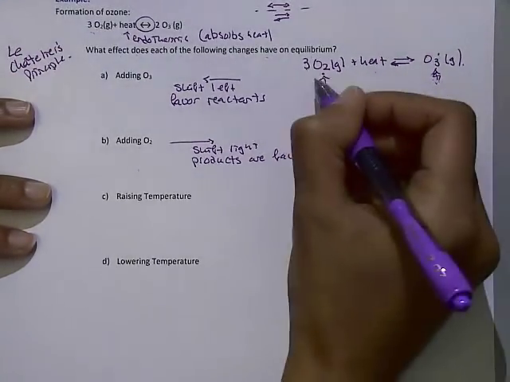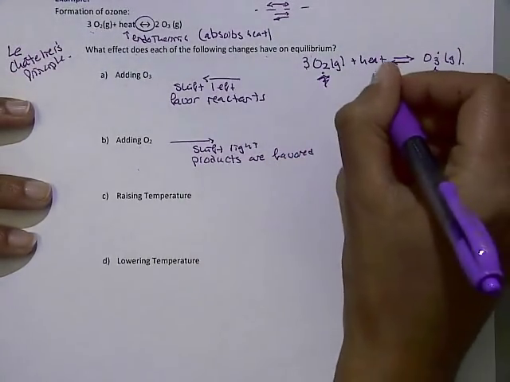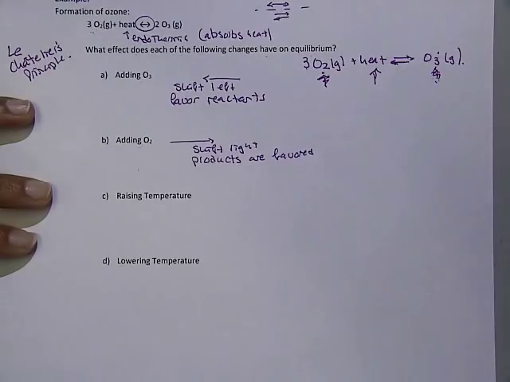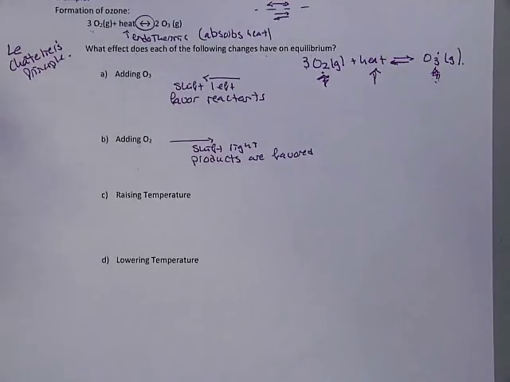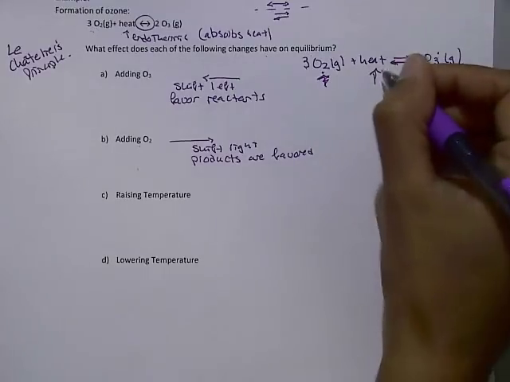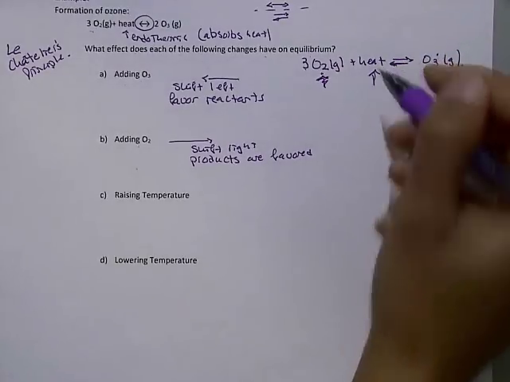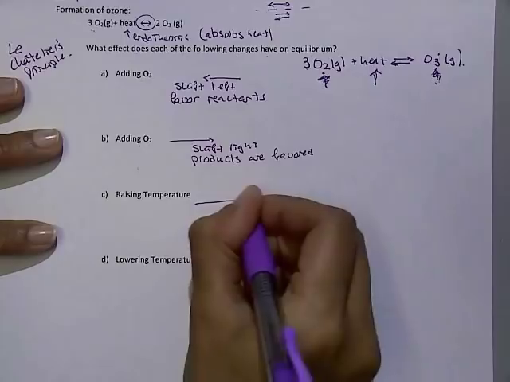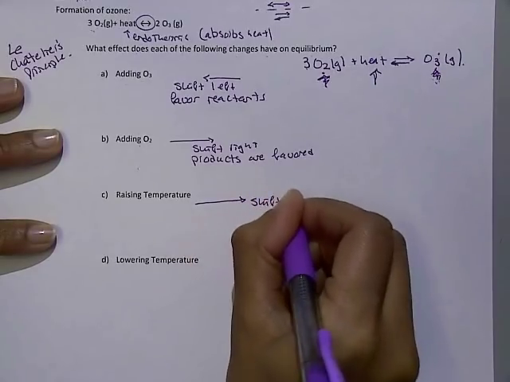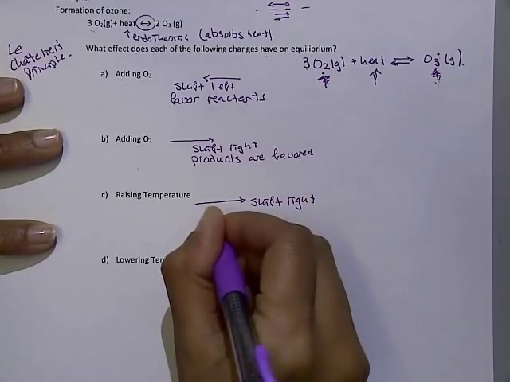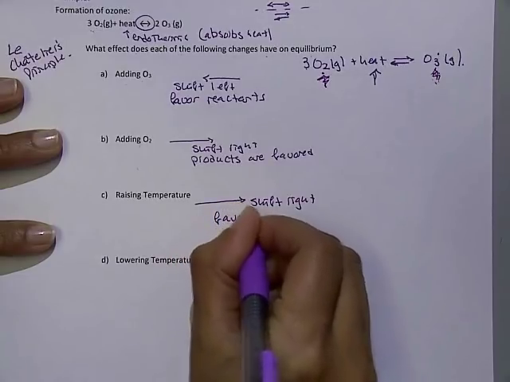Okay, what happens if we raise temperature? So part C, we're increasing temperature. Remember, we're treating temperature as a reactant or a product. So in this case, temperature is a reactant. So when we increase temperature, yep, you're right, you're shifting your equilibrium to the right. So therefore, we're favoring products.